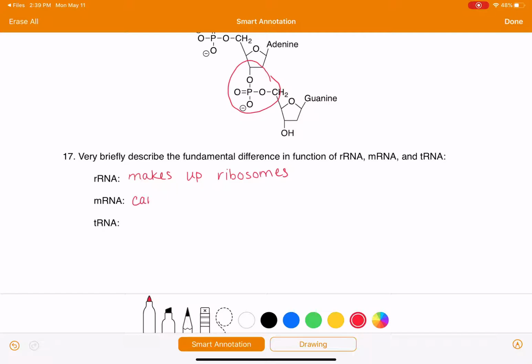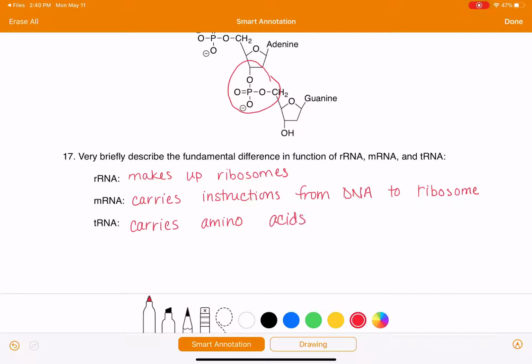mRNA carries instruction from DNA to the ribosome. tRNA carries amino acids to ribosomes.